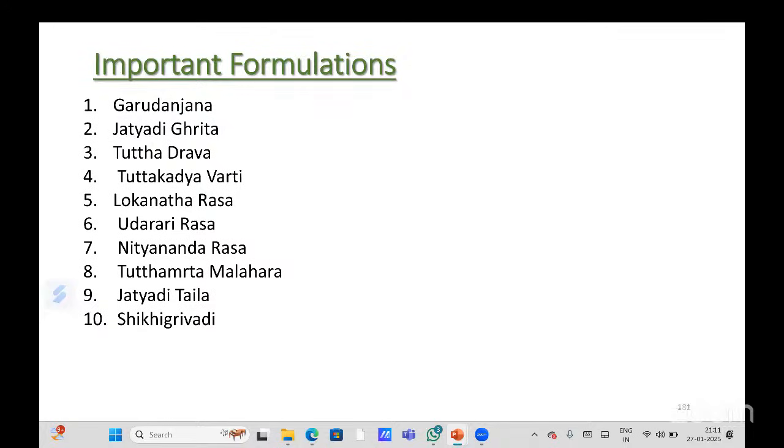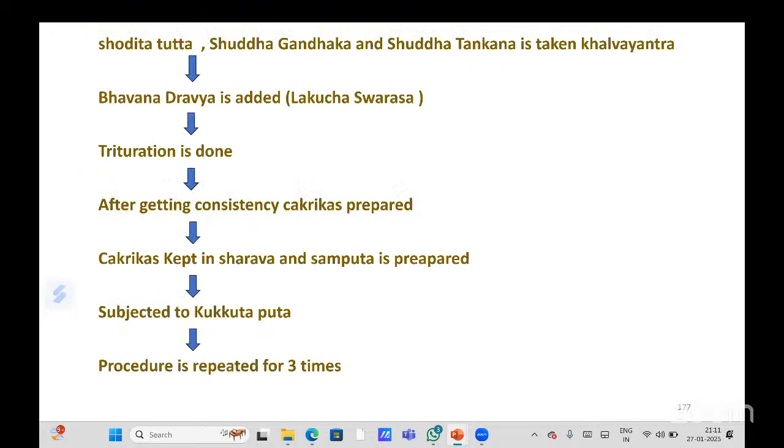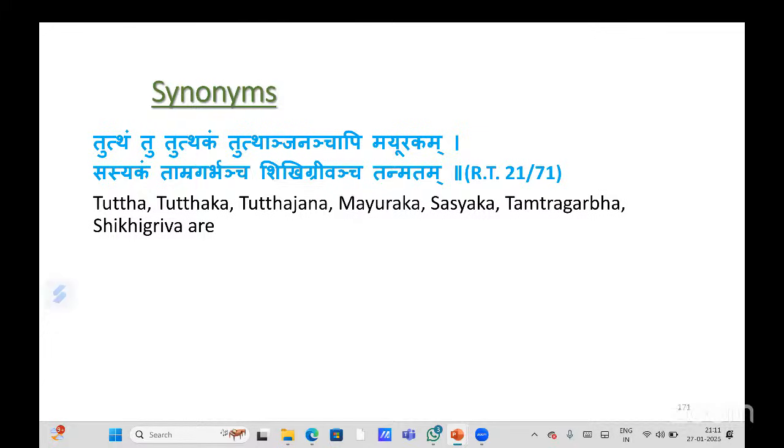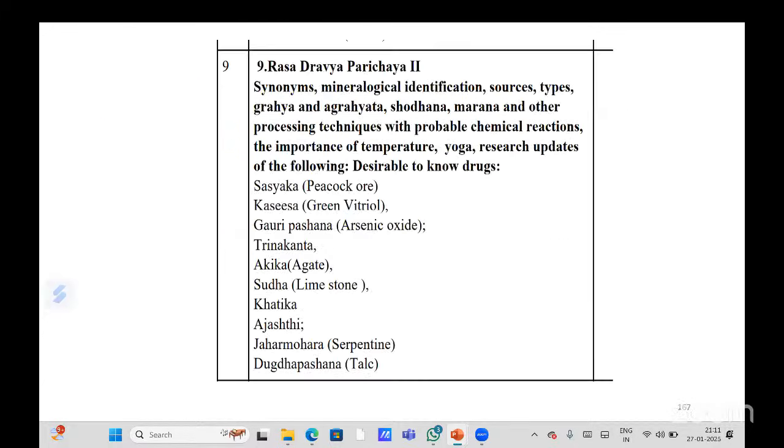Okay. And important formulations like Garudanjana, Jatyadi Ghrita, Tuttha Drava, etc. This is an individual one drug. In a similar way, you should go through each Sasyaka, Kasisa, Gauri Pashana, Trikantaka, Akika, Sudha, Katika, etc. Here, the Paryayas, okay, types, then Anupanas, dose, etc. You may get MCQs. Okay.